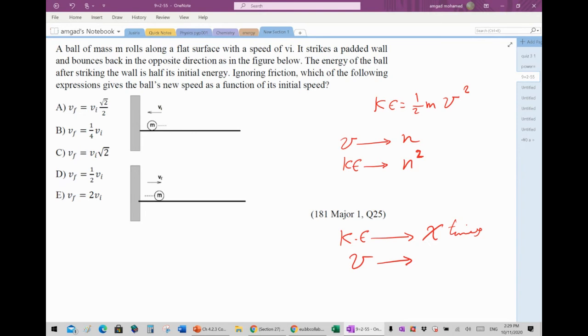Square root x. The root of x. That's right. So it's the opposite, exactly. If the speed increases by some number n, 3 for example, you square it, it becomes 9. But if the kinetic energy changes x times, which is 9 times, the speed will be the root of 9, the root of x, which becomes 3. You agree about that? Yes. Good. So we agree about this idea.